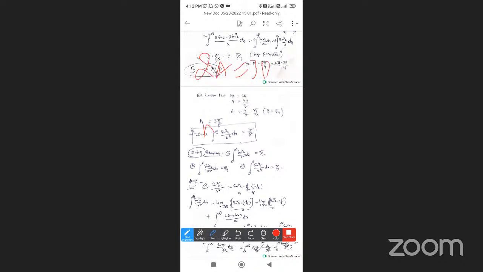What is a? a is equal to 3b by 2, and this is 3b. What is b? b is equal to pi by 4, so 3 by 2 b. What is the b value? Pi by 4, so 3 pi by 8 is the a value.